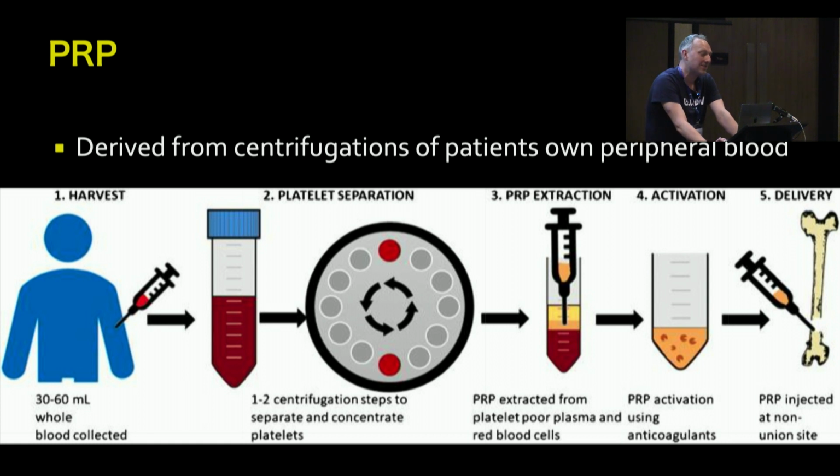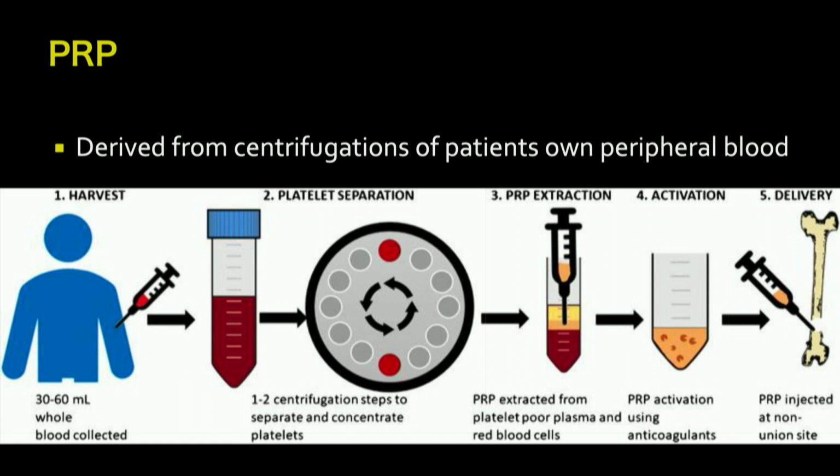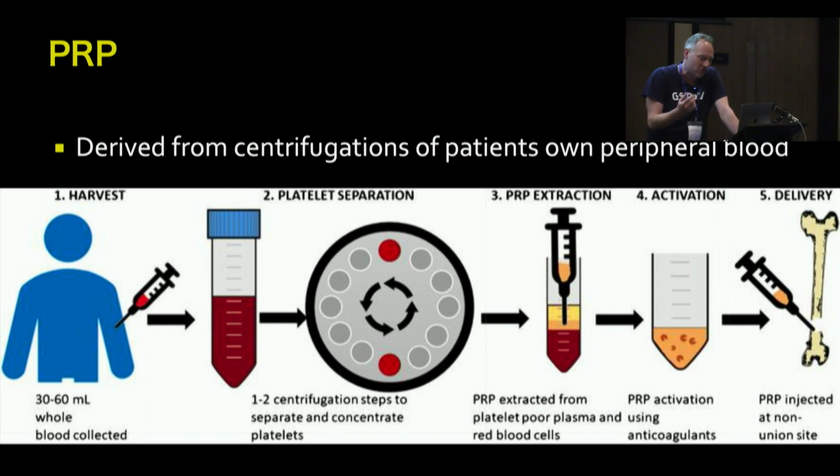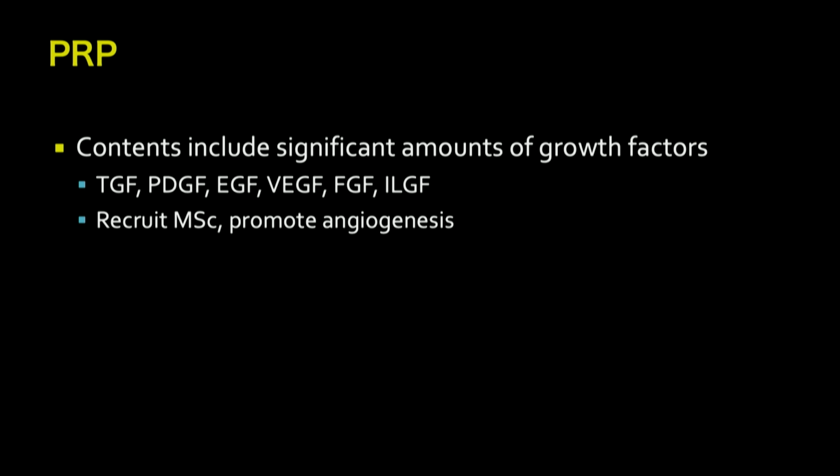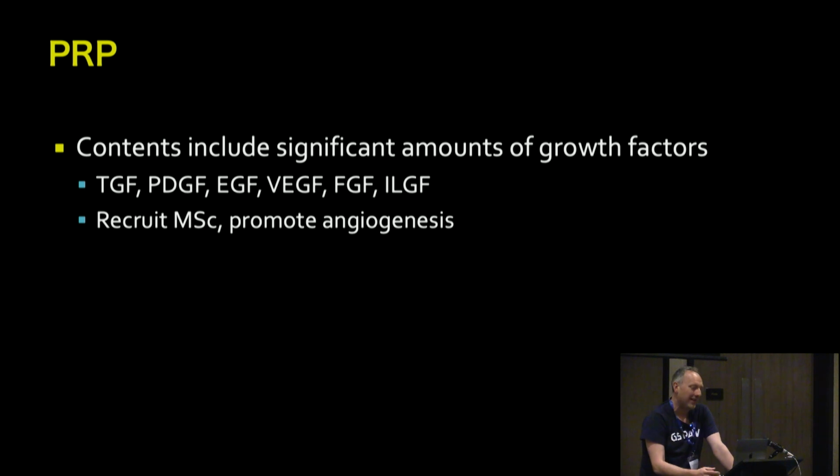Platelet-rich plasma, these are the patient's own tissues used. It's derived from centrifugation of the patient's own peripheral blood. You take a blood sample, you put it through a specific centrifuge which draws off the part of the blood which you wish to use. The PRP is then extracted and either injected or mixed with something and put into the patient's body as a graft. It contains significant amounts of growth factors which are involved in bone healing, and therefore from a basic principles perspective, it should have some use.